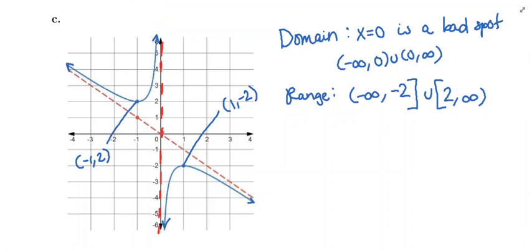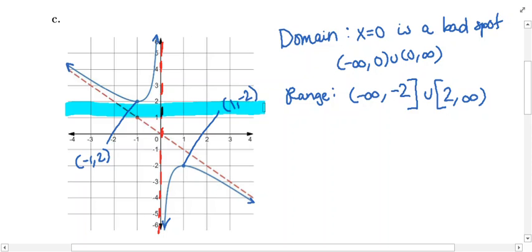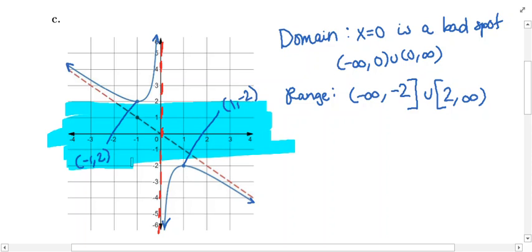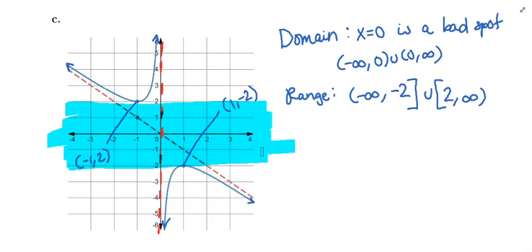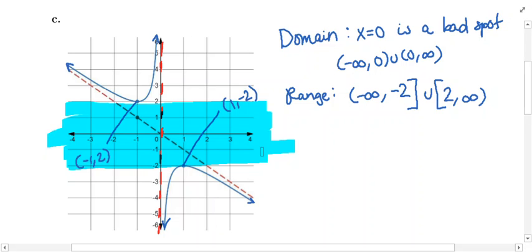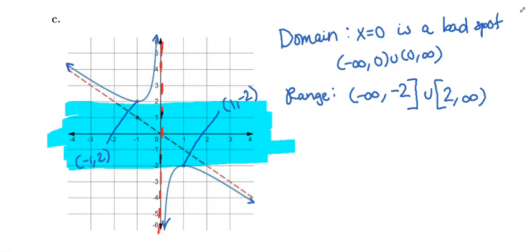If you look where I'm highlighting blue, in this area there's no blue curve between y equals -2 and y equals +2. The two blue pieces exist outside of this blue zone. This blue zone covers y values between -2 and +2, so those are the y values that are not in the range. All right, we got domain and range.